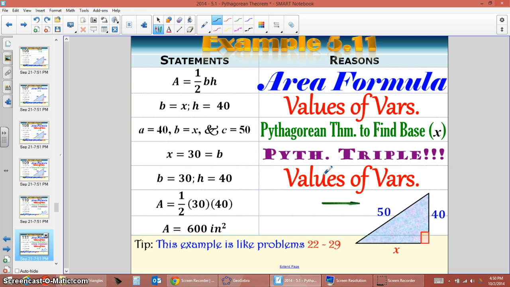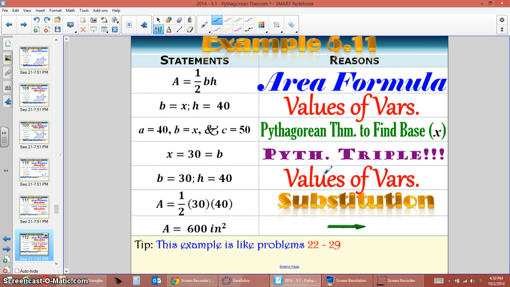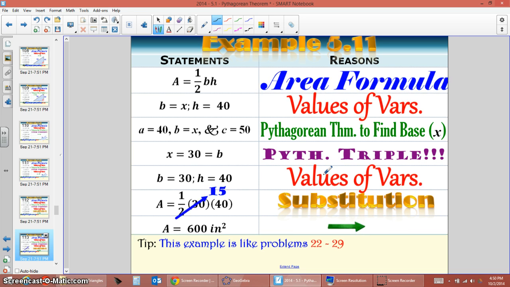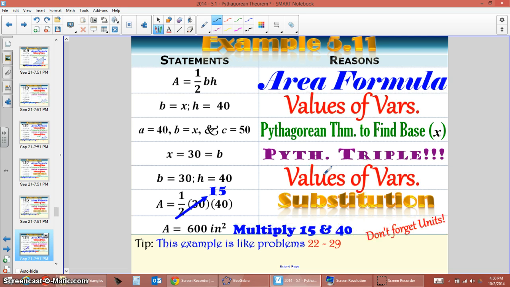Now we can plug that back in for x, and we can use it to plug in for our area formula, and we can do some multiplication and solve. Do not forget your units. If it says inches, better have inches squared.